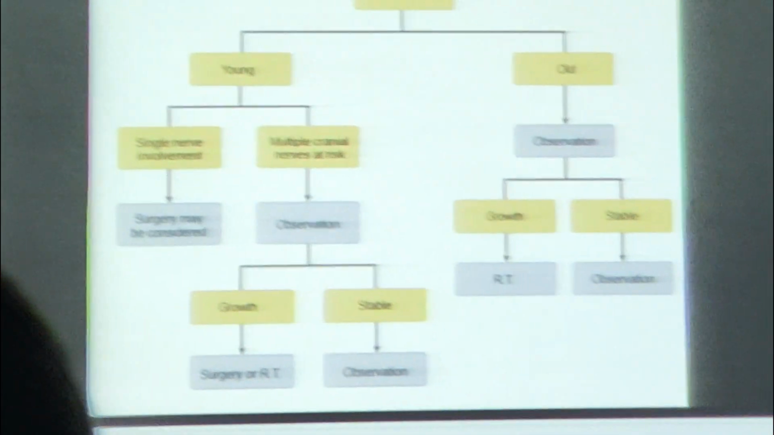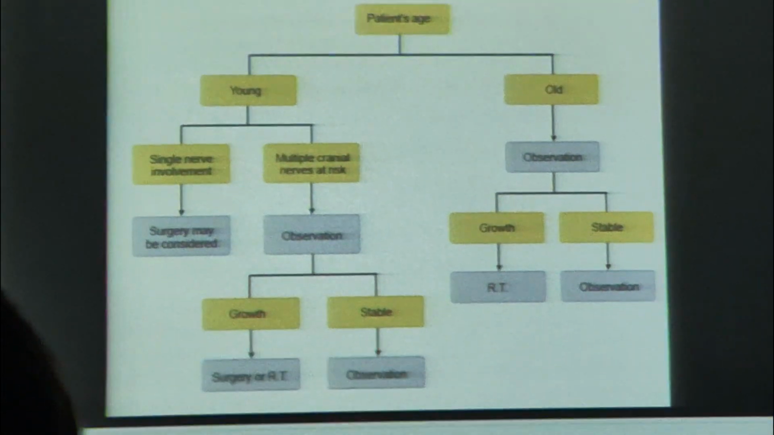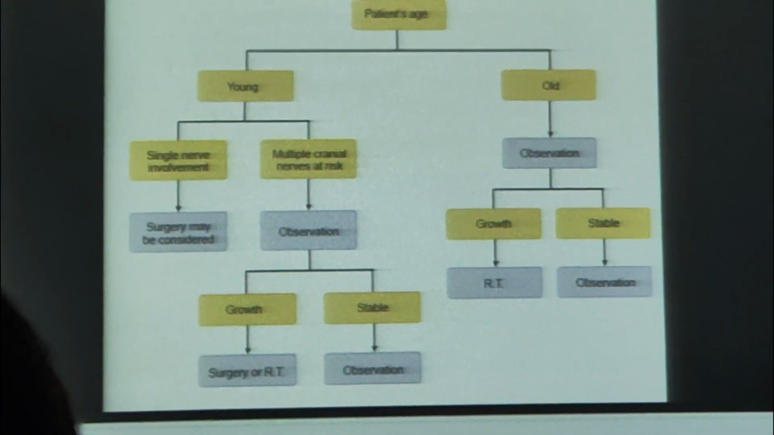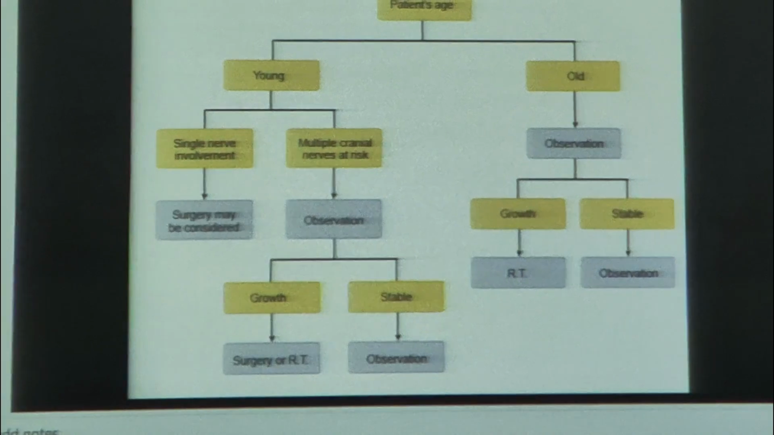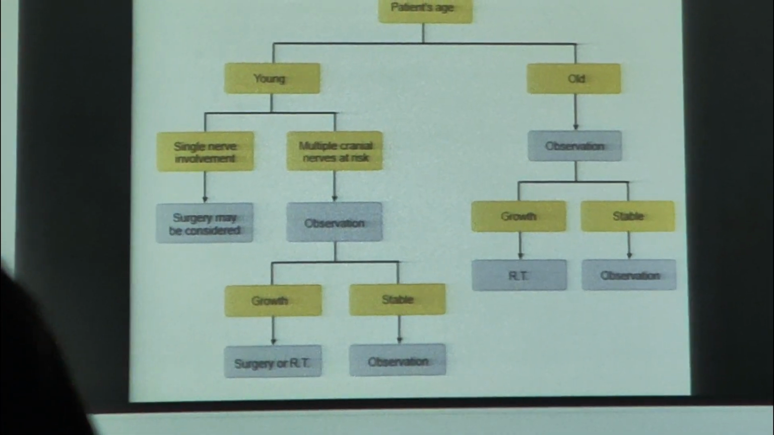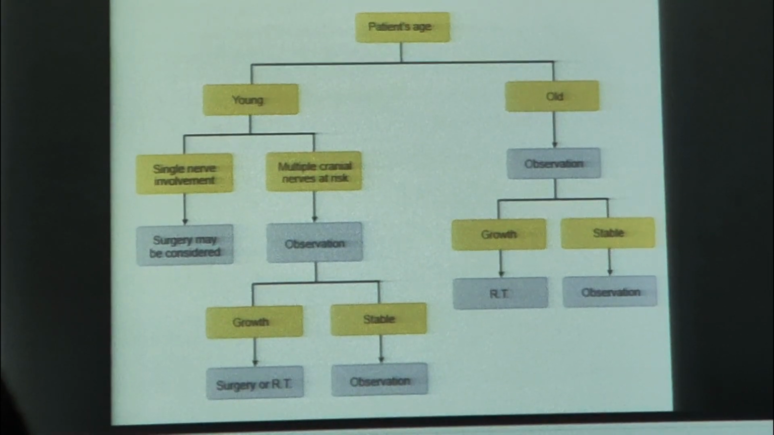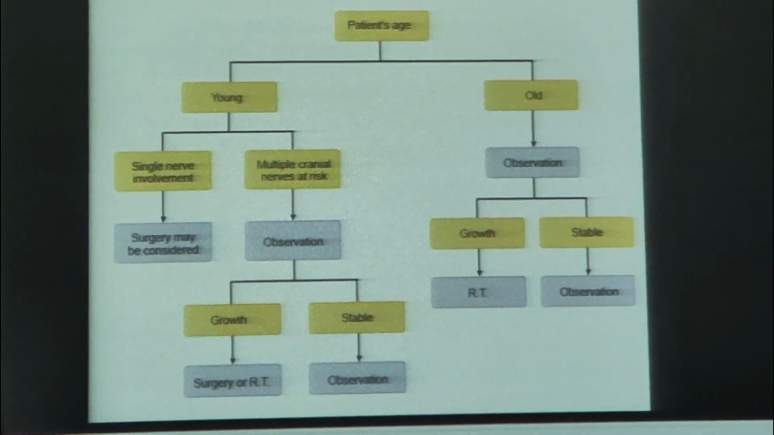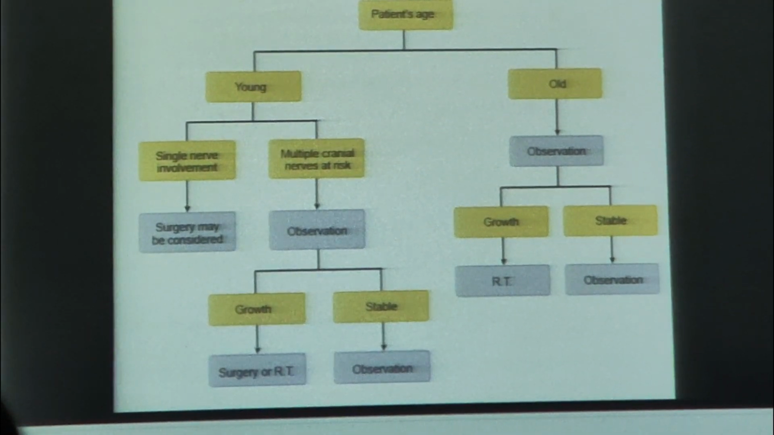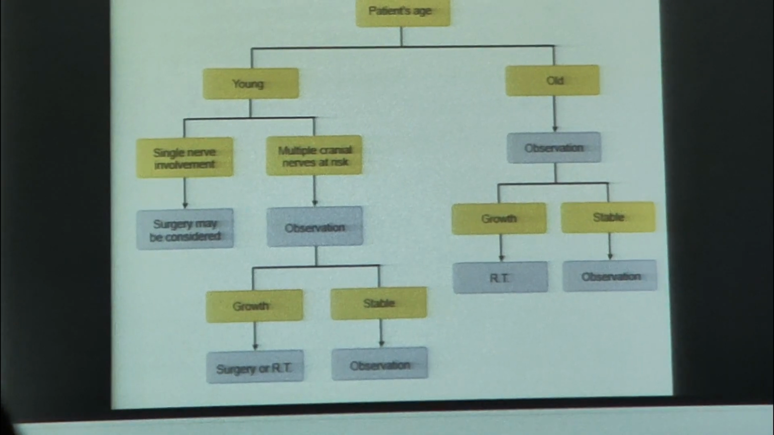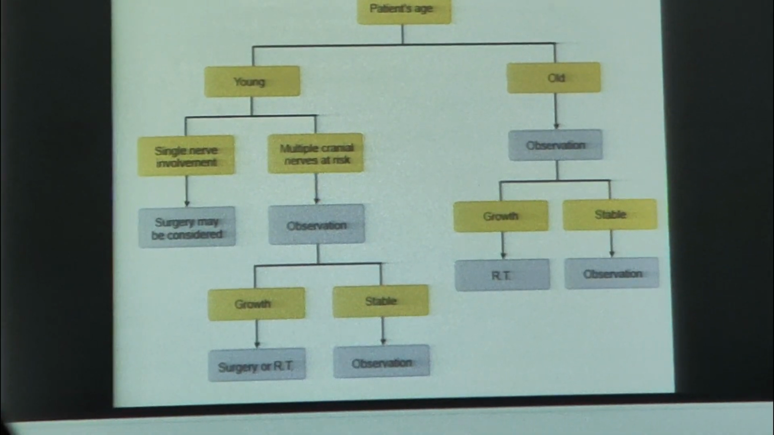So I'll not go into detail, but like carotid body tumor, the patient's age is the major factor, along with the cranial nerve involvement. If it is young, single nerve involvement, surgery can be considered, but if multiple cranial nerves are at risk, better observe such cases. If growth is there, you can go for surgery or radiate, but irradiation, I have never sent a single case of parapharyngeal tumor for radiation. If it is stable, observe. But in old age, most of the time I observe, more than 65 or 70 years age group. If it is growing, you can subject to radiation, but you can try surgery with a good consent.